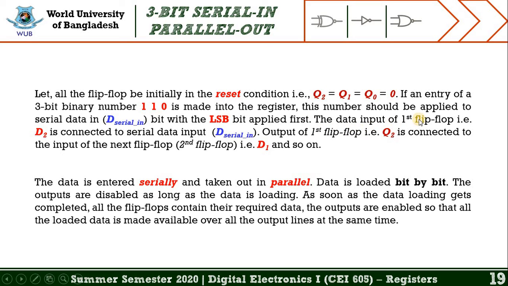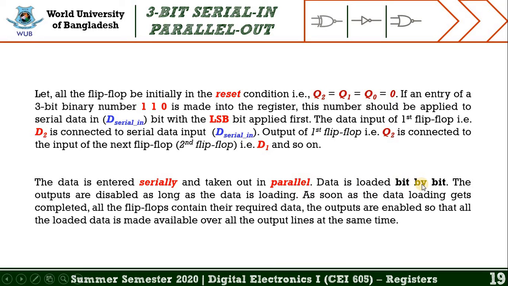The data input of the first flip-flop, symbolized by D2, is connected to the serial data input, which is symbolized by D serial in. The output of the first flip-flop, symbolized as Q2, is connected to the input of the next flip-flop, which means the second flip-flop, also symbolized by D1. Similarly, in this way, the rest of the flip-flops. The data is entered serially and taken out in parallel.